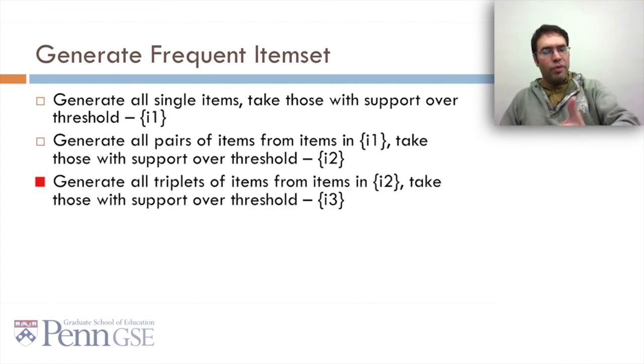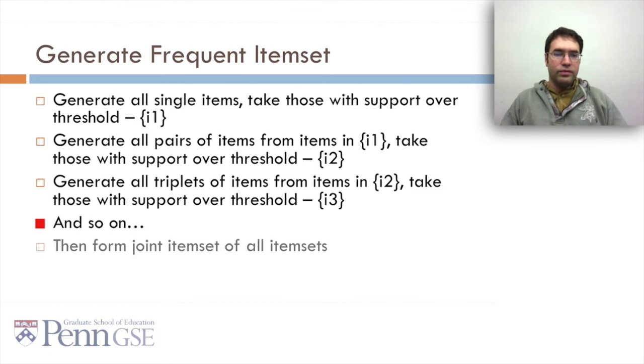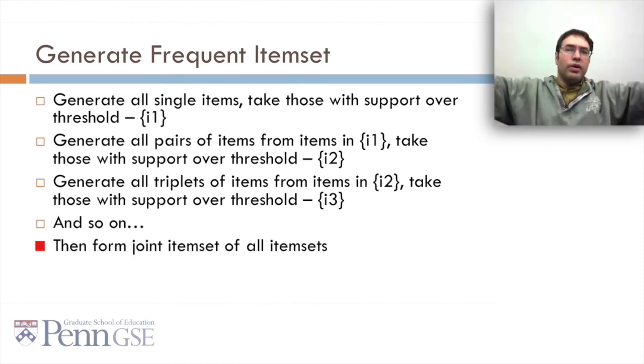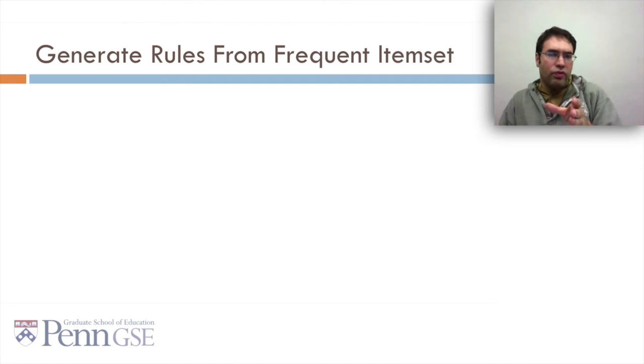Then you generate all triplets from those items, and you take those with support over the threshold. And you just keep doing this until you don't come up with an item set that has anything with support over the threshold. And then you form the joint item set of all item sets. So anything that was frequent enough, you're going to keep. You're going to put them all together: length 1, length 2, length 3, and so on. Then you generate rules from that frequent item set.